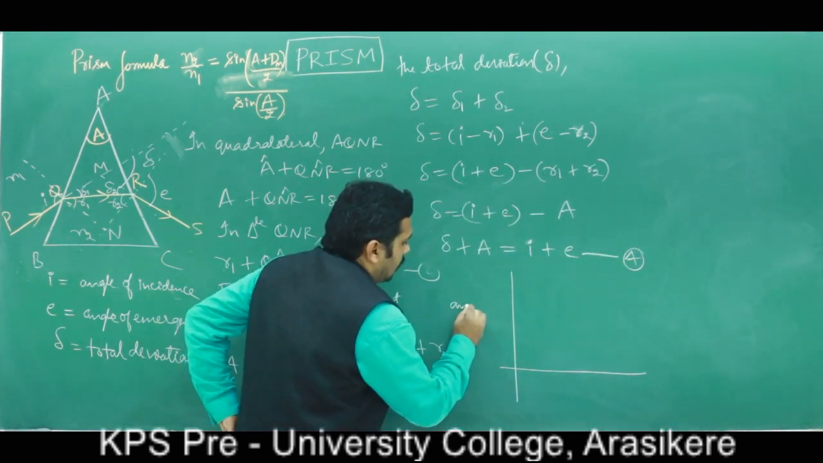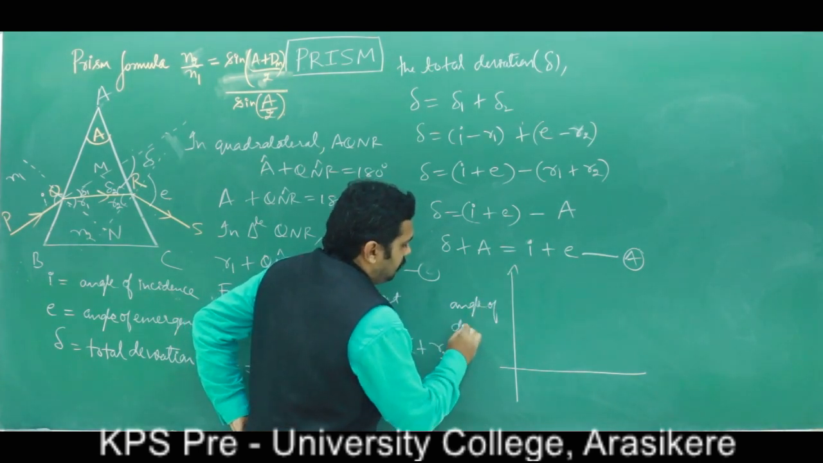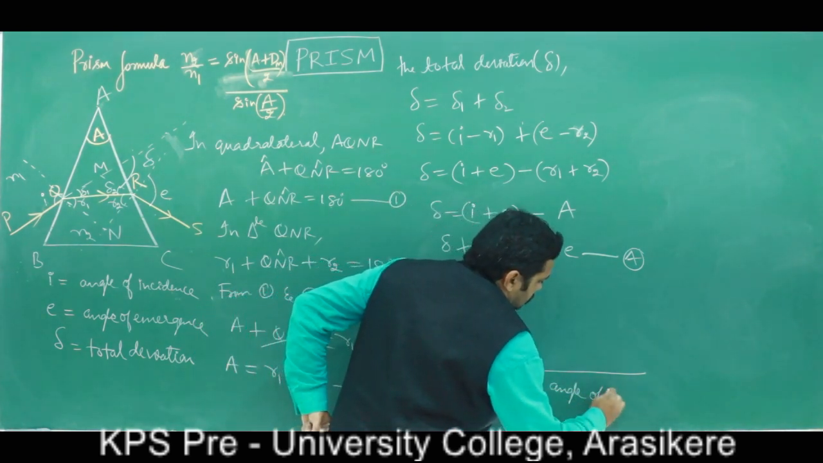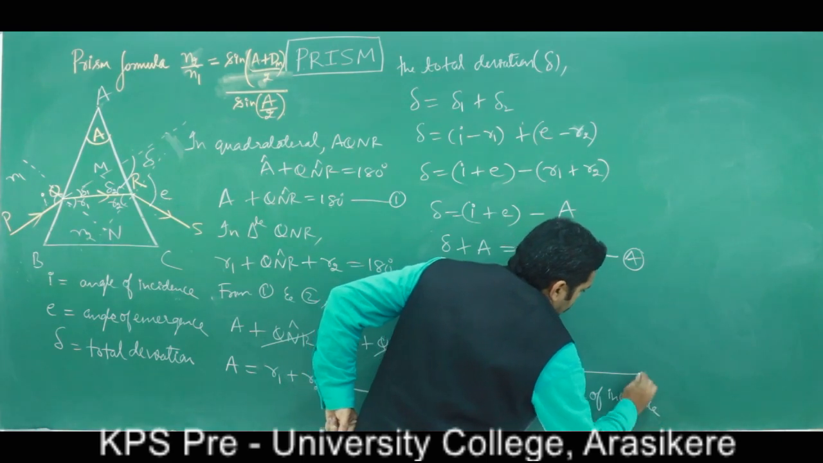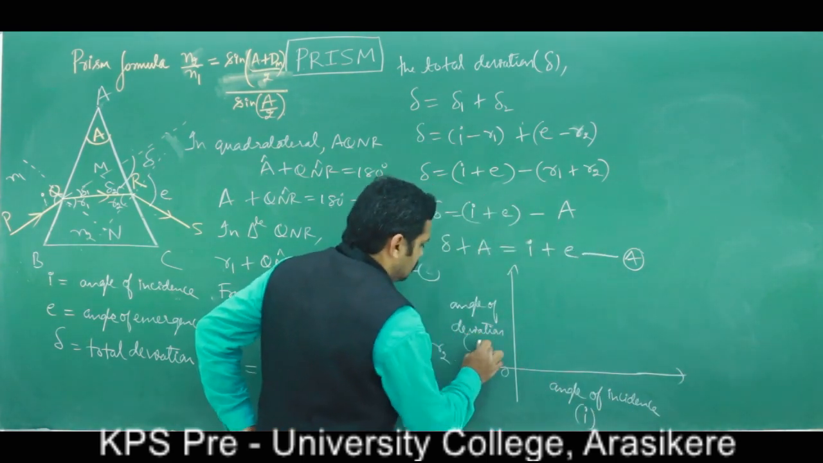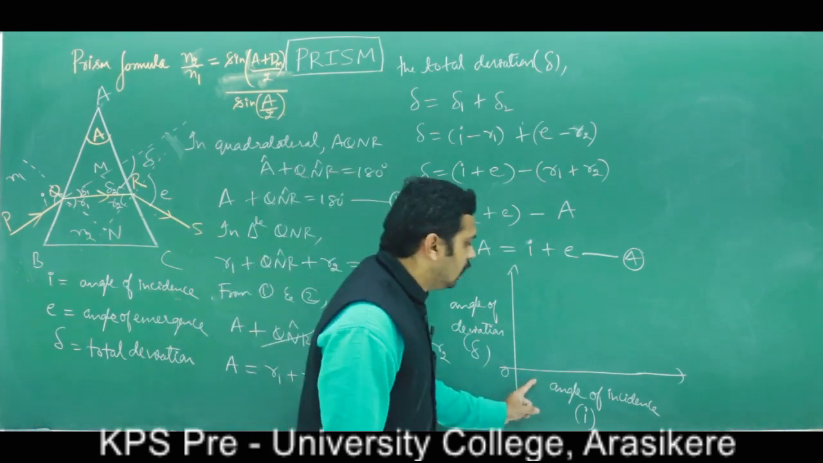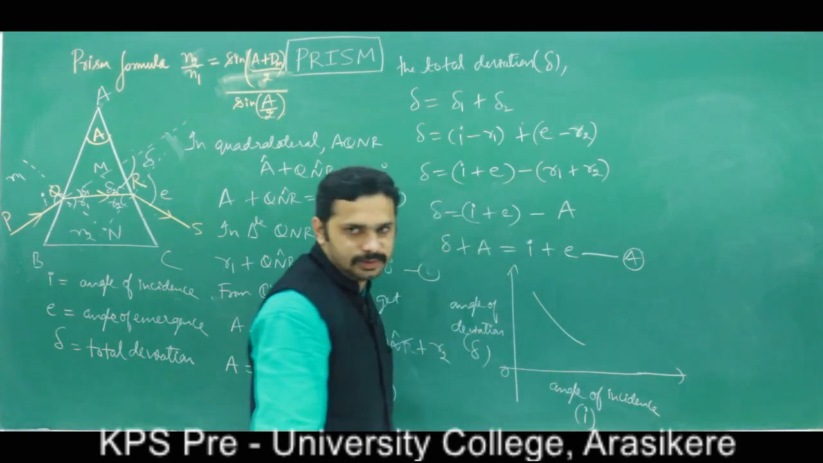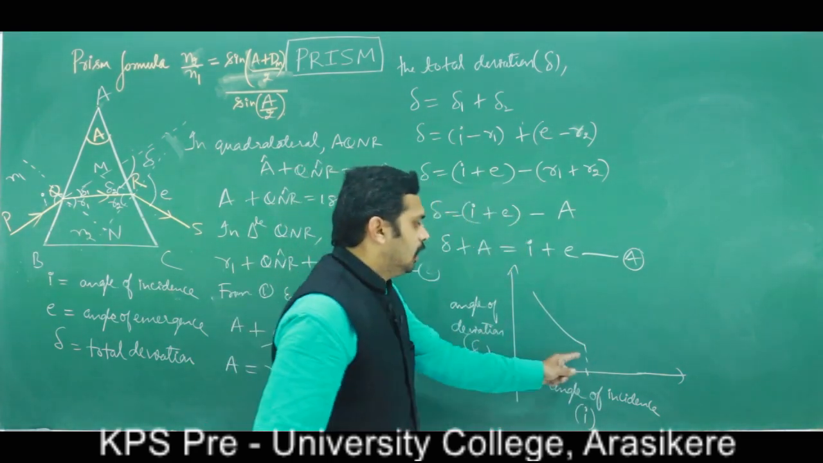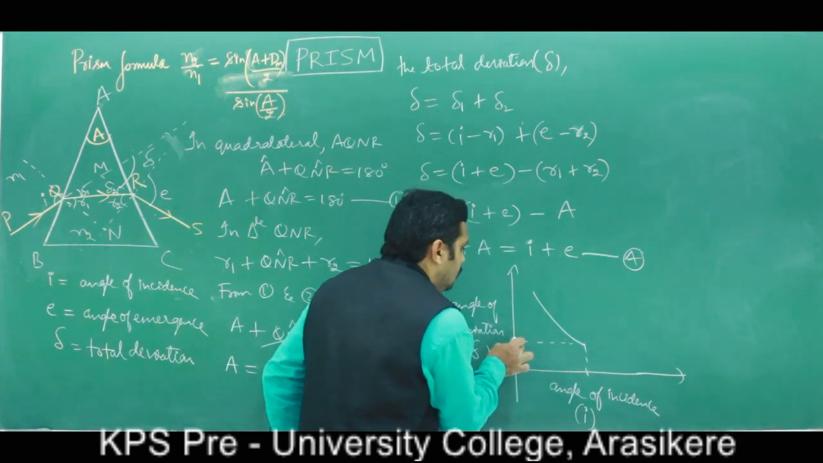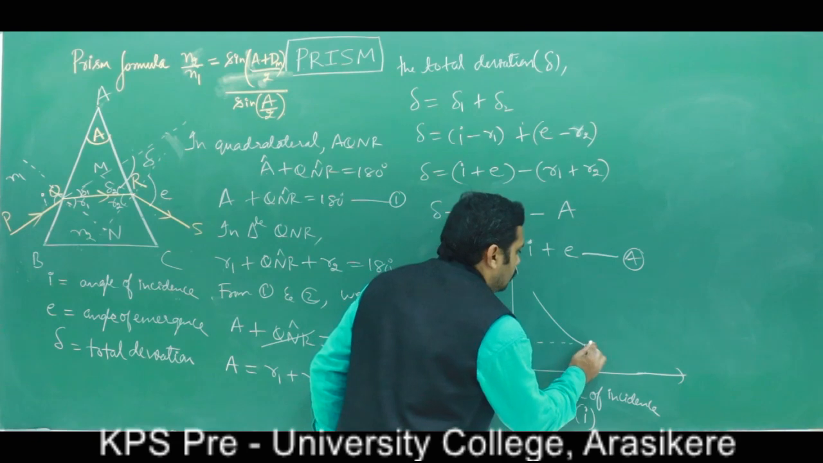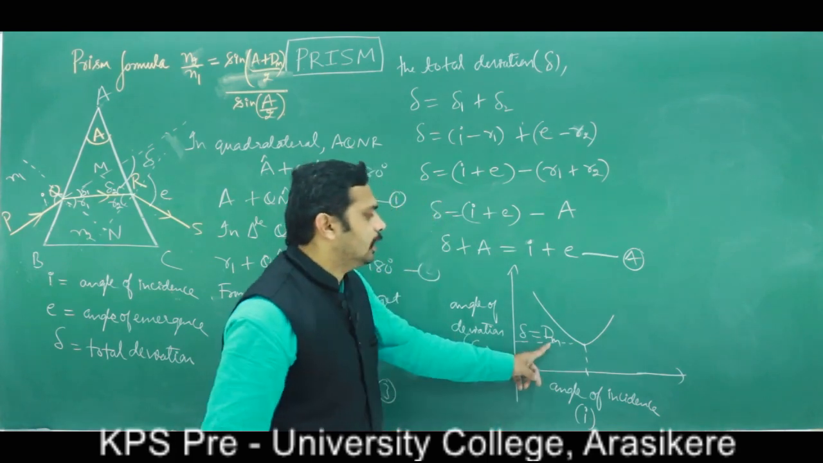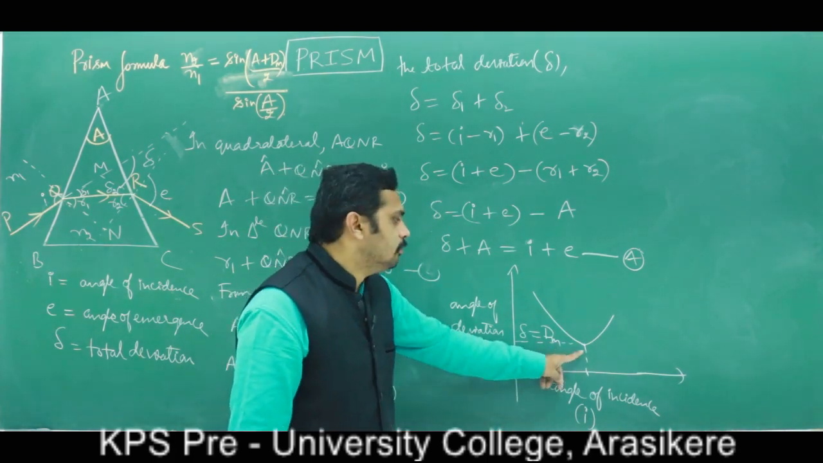First, this is the angle of deviation. This is the angle of incidence. This is the angle of deviation. First, the angle of incidence increases. I told that the angle of deviation decreases. At one particular angle, the angle of deviation is minimum. After that, the angle of deviation increases. This is why delta is equal to Dm. What is Dm? Minimum deviation. This is the minimum deviation.